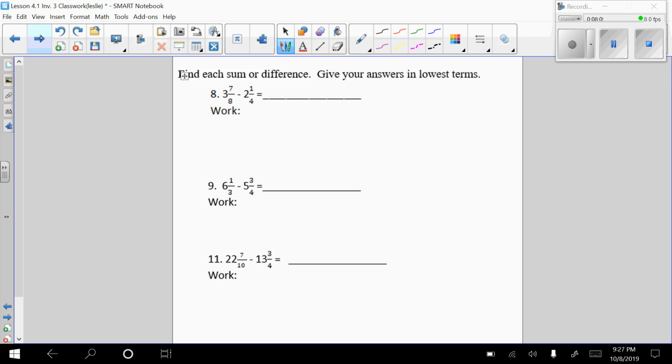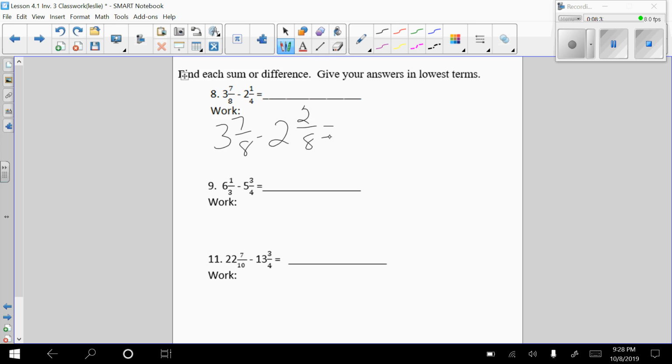So the first one is 3 7/8 minus 2 1/4. First, let's set it up with our common denominator. Well, since 4 is a factor of 8, 8 can be our common denominator. So 3 7/8 minus 2 with a denominator of 8. Well, I multiplied 4 by 2 to get to 8. I must do that for the numerator. 1 times 2 is 2.